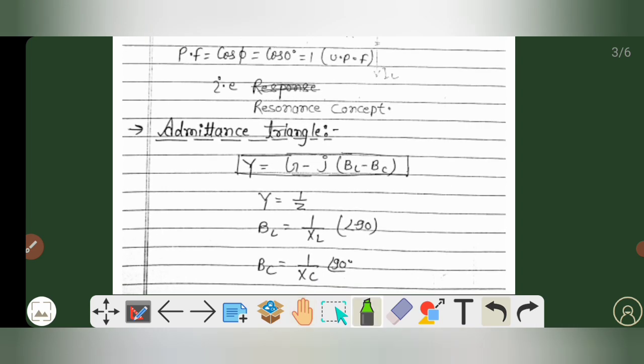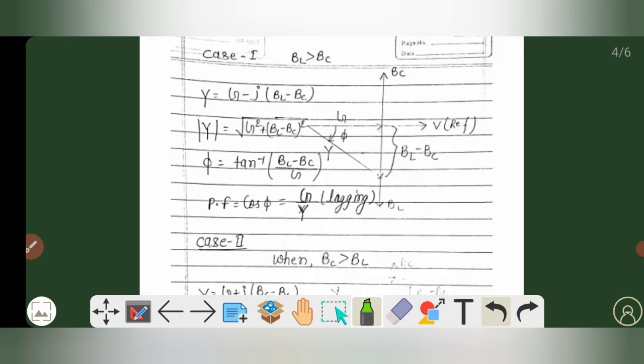We have derived this relation earlier, and by using this relation we will draw the admittance triangle. From here, admittance is equal to the reciprocal of impedance. This is the inductive susceptance, and this is the capacitive susceptance. BL is equal to 1 by XL at the angle minus 90 degrees, and BC, the capacitive susceptance, is equal to 1 by XC at the angle 90 degrees. Here also there will be three cases.